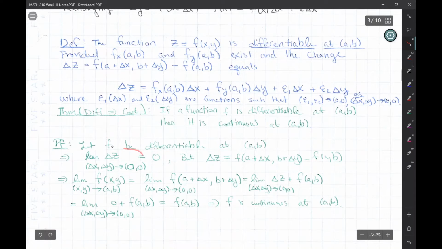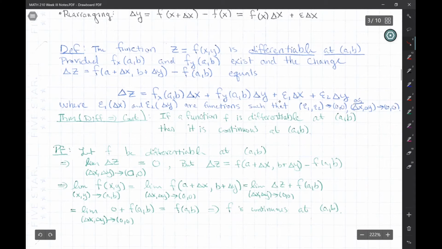Because we have differentiability, we have that the limit of delta z goes to 0 as delta x and delta y go to 0, okay? That's just coming up from here. These terms would then go to 0, and these terms would go to 0, so delta z would go to 0. But on the other hand, delta z is equal to what you see here, and so let's evaluate the limit of this function as (x,y) goes to (a,b). If we get that it's equal to f at (a,b), then we know the function is continuous, okay?